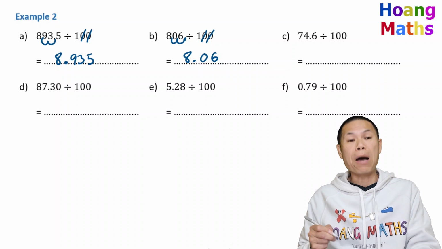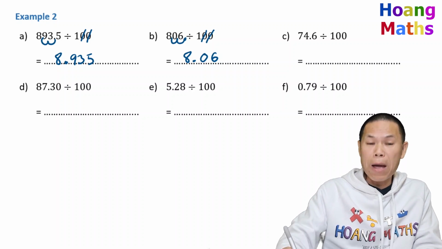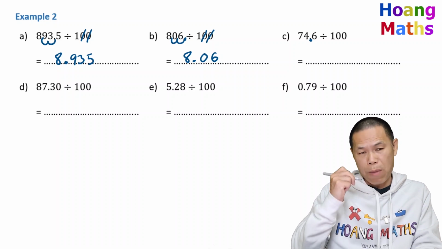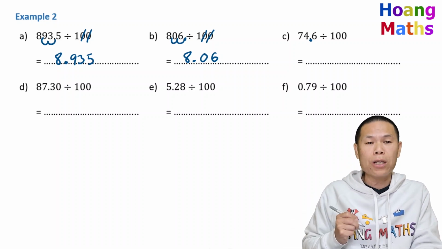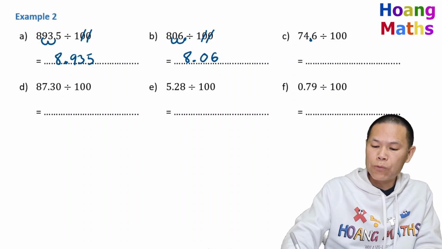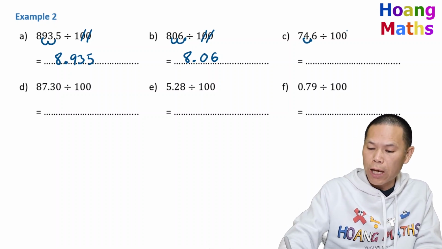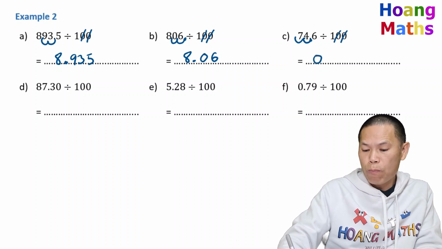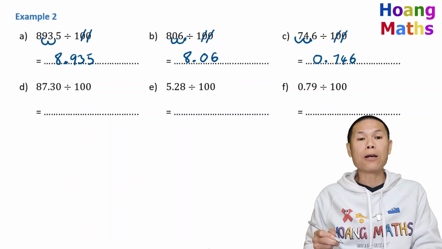8.06. Part C. So we divide by 100. This decimal point here moving to the left. And remember, when we divide by 100, the answer should be smaller than 74.6. So we move 1 unit, we cancel that. We move 1 unit, we cancel that. So the answer is 0.746. So there you go.